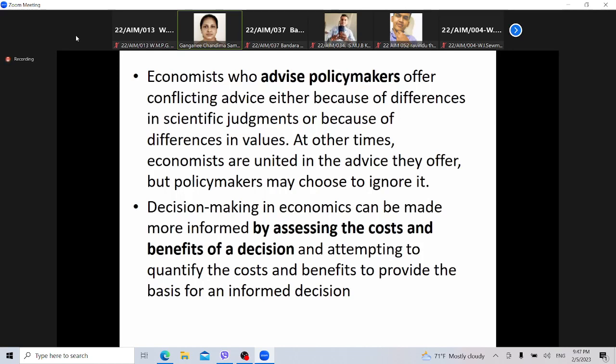And another thing, economists always see the costs and benefits of a decision. After taking a decision, what's the cost? What's the benefit? Sometimes there are foregone benefits, as I explained in the opportunity cost principle. Sometimes there are unforeseen benefits. We are not seeing the benefit directly, but indirectly we can take some benefits.